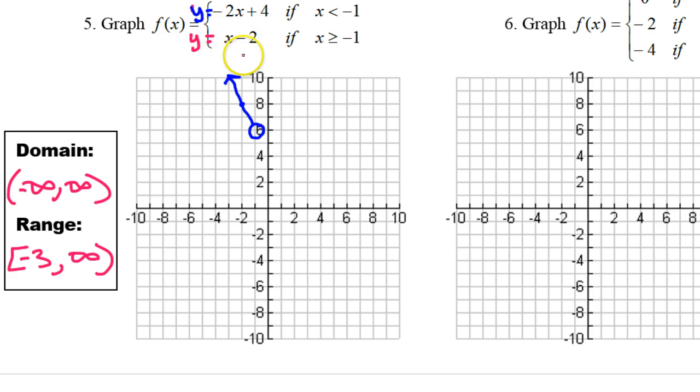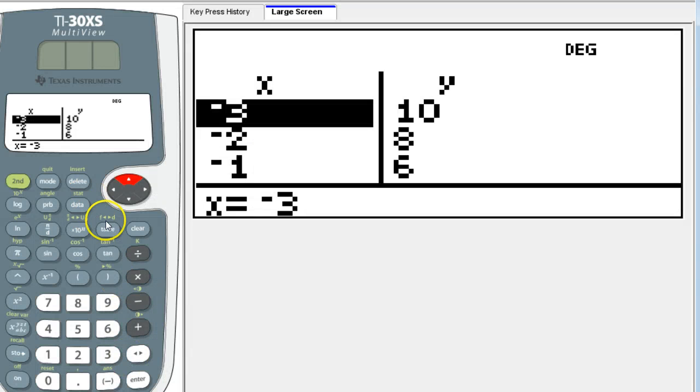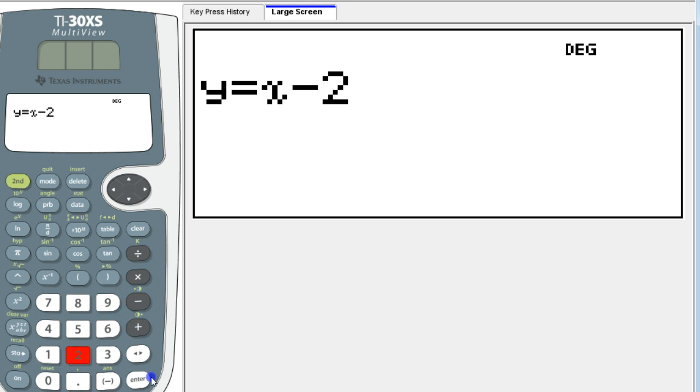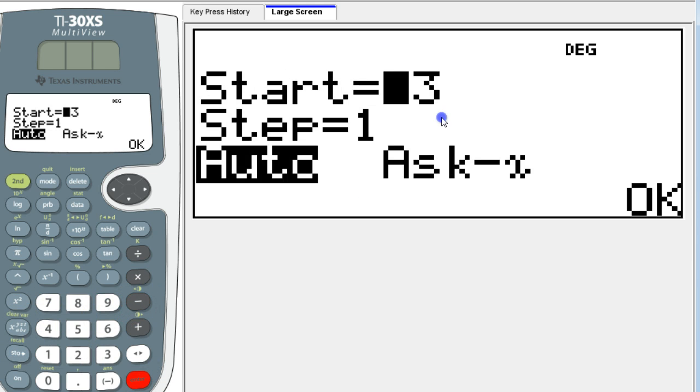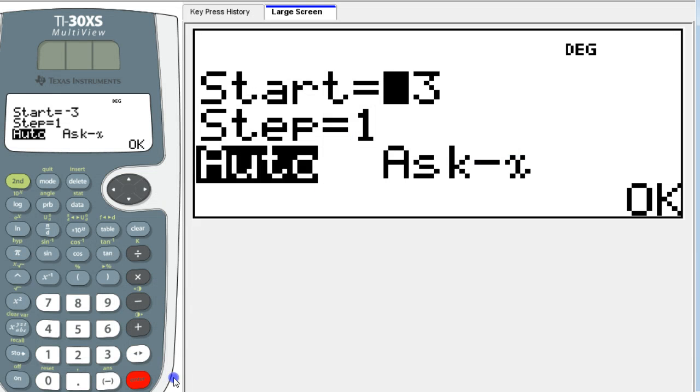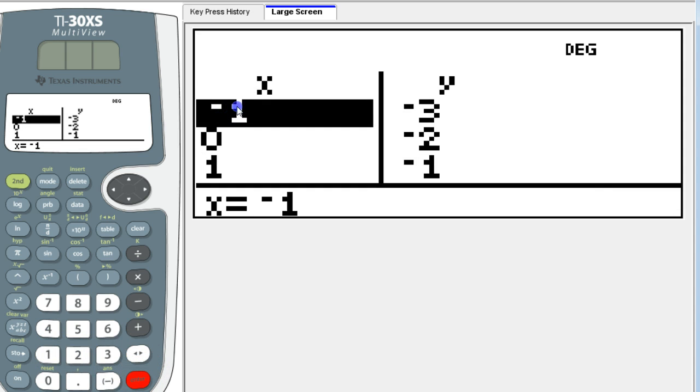So let's do that same thing for the bottom piece, y equals x minus 2. So table feature, and so there we have the x minus 2. Again, we want to start off at this domain restriction number of negative 1. So there's your negative 1. Enter, enter, enter, enter. So this endpoint is going to be at negative 1, negative 3.